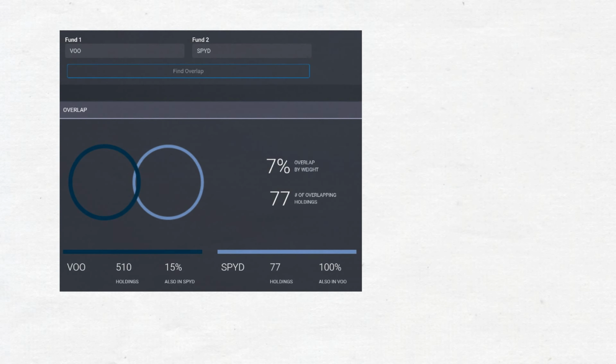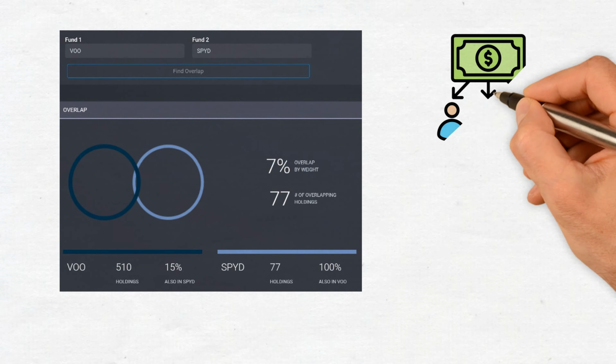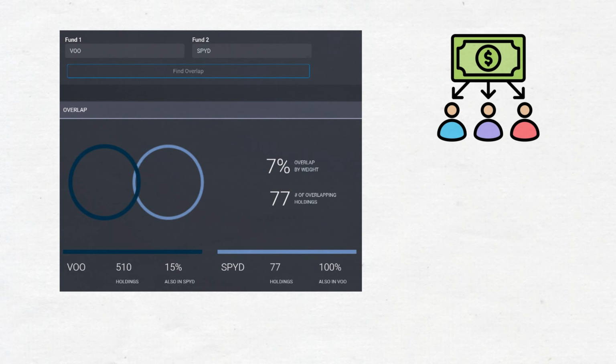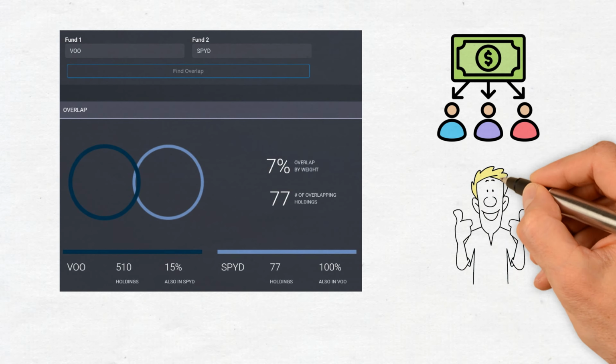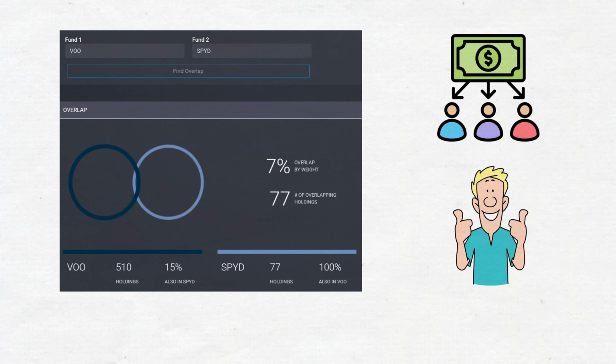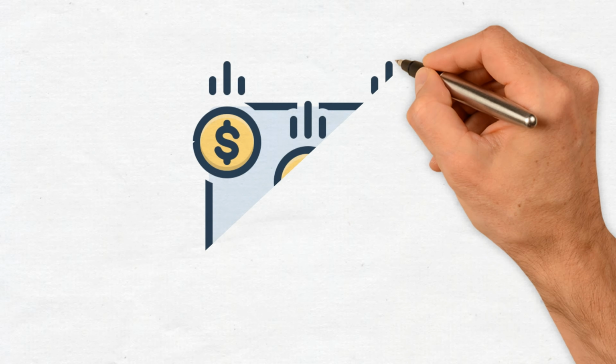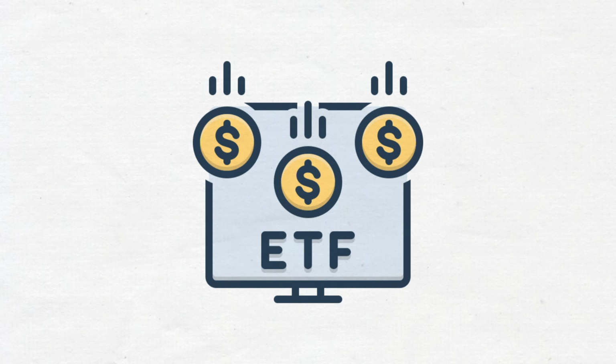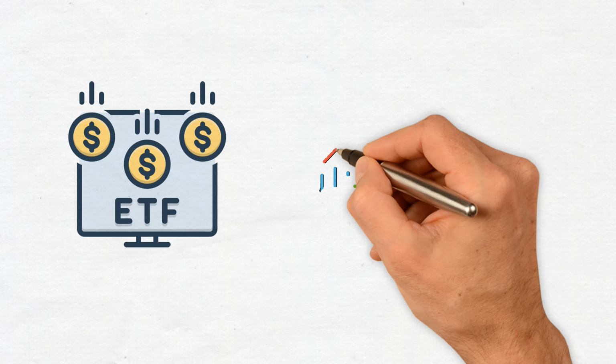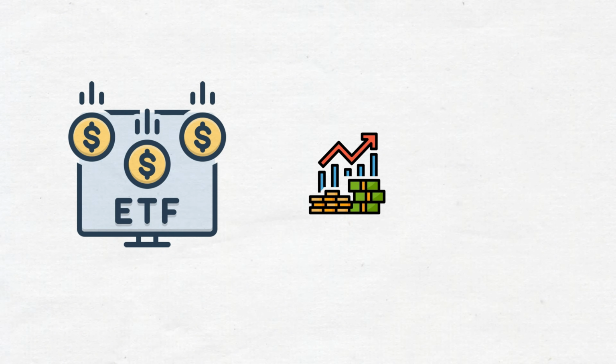In contrast, pairing SPYD with VOO results in only about 7% overlap, which not only significantly boosts dividend yield, but also effectively avoids excessive overlap and reduces concentration risk. ETFs are a fantastic tool for beginner investors, offering powerful functionality and many strategies. Only by using them correctly and thoughtfully can you achieve better results with less effort.